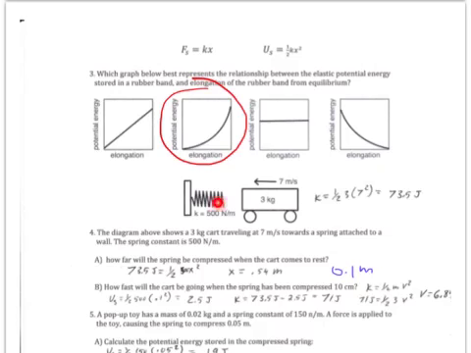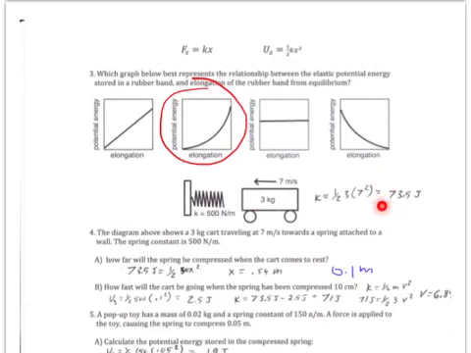So I'm going to figure out how much energy was put into the spring in compressing it 0.1 meters. So I take the elastic potential energy equation for this spring. I'm going to say U_S equals 1/2 times 500 times 0.1 meters squared. And that gives me a whopping 2.5 joules. So when this spring is compressed 10 centimeters, this cart has lost 2.5 joules.